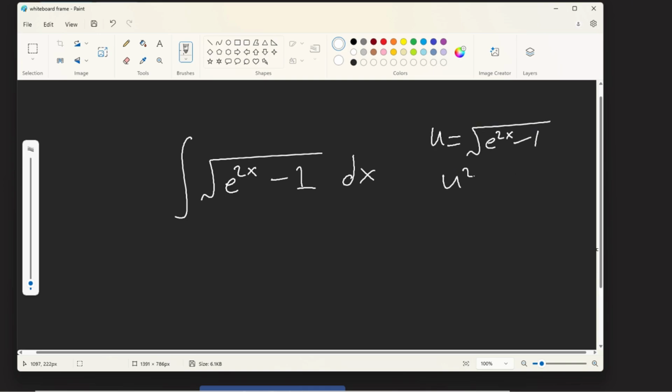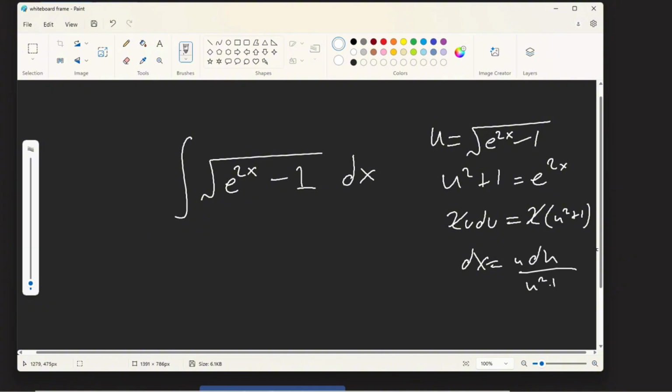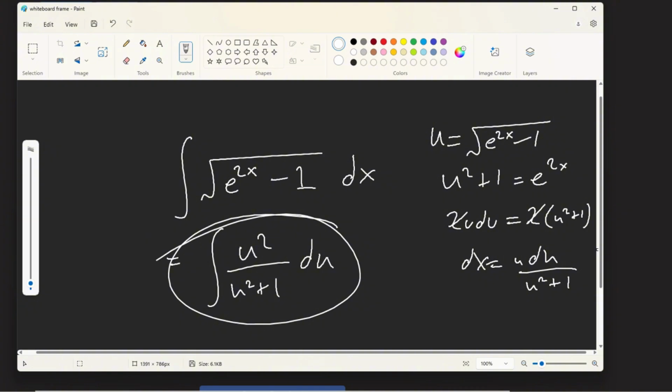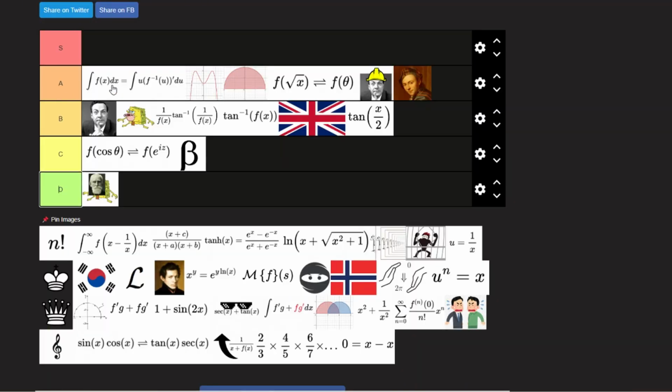This is u squared plus 1, e to the 2x, 2u du is equal to e to the 2x, u squared plus 1. You're just forcing a u substitution, so dx is equal to du over u squared plus 1. And so you end up with u squared over u squared plus 1 du. It's a very nice integral. Okay, so force U substitution is super critical, super crucial. You see this everywhere in integration B. So force U substitution, A, top tier.